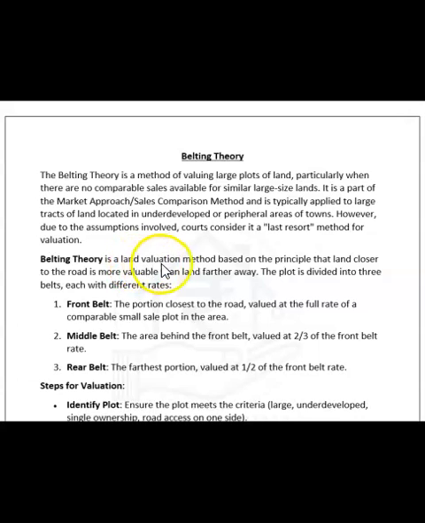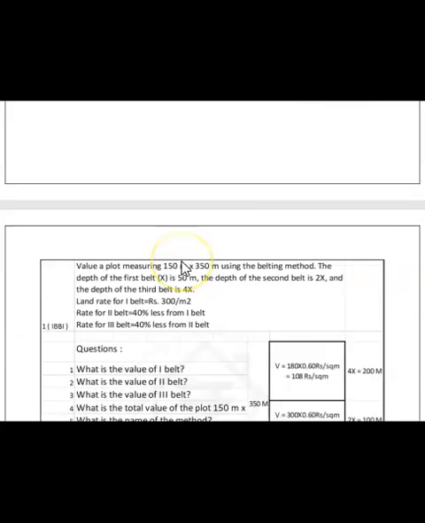Belting theory is a land valuation method based on the principle that land closer to the road is more valuable than land further away. Land near the road is more costly than land further away. The plot is divided into three belts, each with a different rate. In belting theory, the plot is divided into three parts.